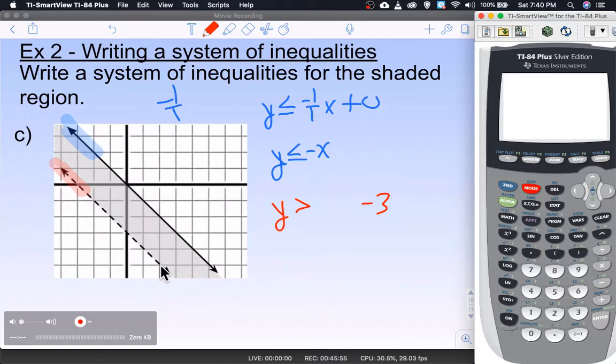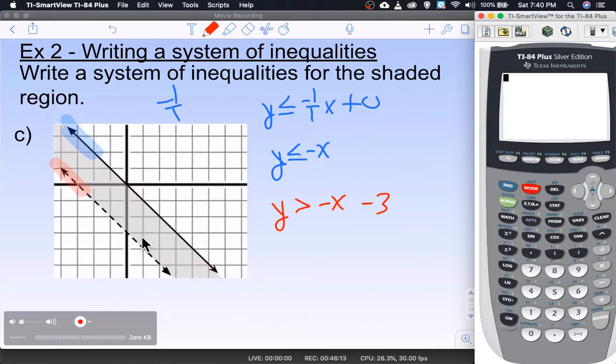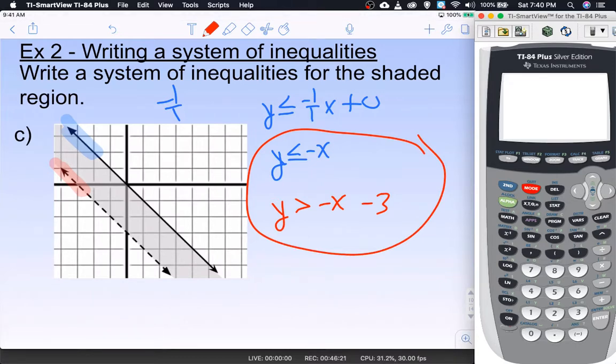It's the same kind of situation as this, which I'll be honest, I knew because these two lines are parallel, so they're going to have the same slope. The slopes are the same because they're parallel. We learned that earlier talking about systems of equations. And I think we're done. That is the system of equations, or system of inequalities, that matches the shaded region.